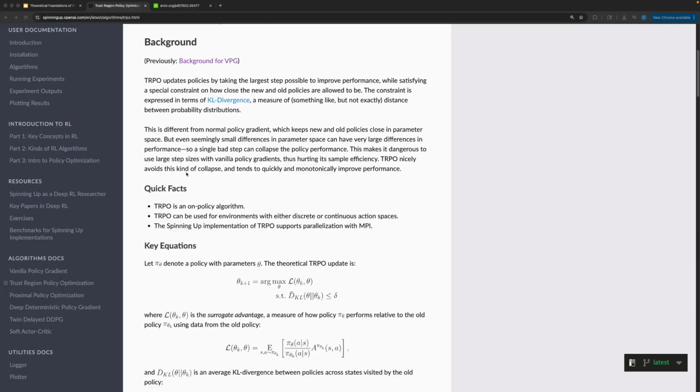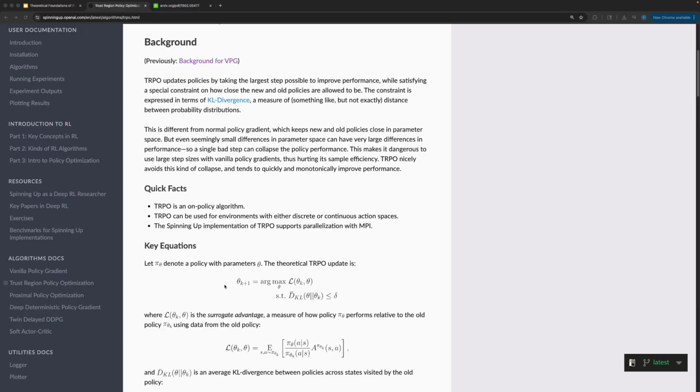So TRPO tries to avoid this kind of a collapse, and it is backed by theory, which says that the updates it makes are monotonic. It is also more sample efficient, since a small bad step in your vanilla policy gradient can lead to a degrading policy performance. So you have to take a lot of steps for vanilla policy gradients, making it not so sample efficient. TRPO is much more sample efficient in that manner.